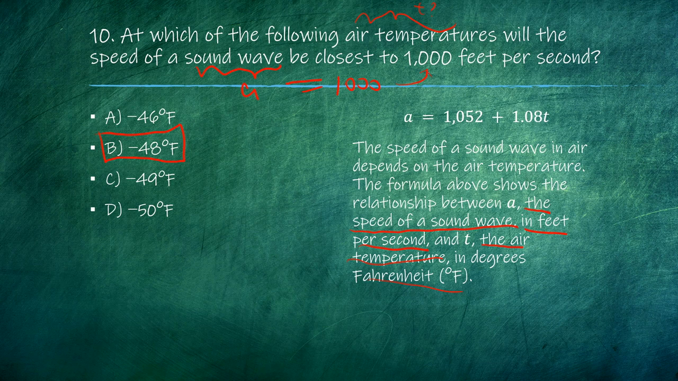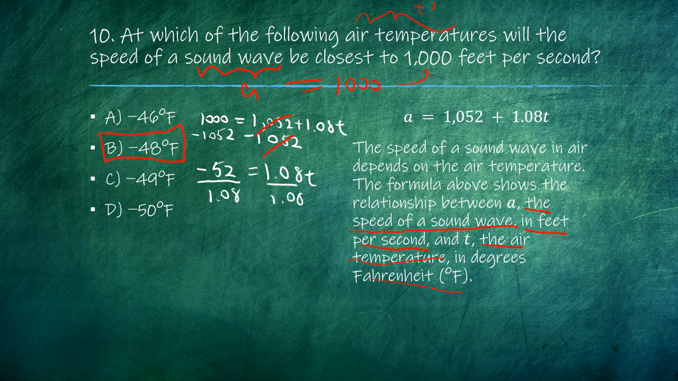So let's write the equation here. 1000 is equal to 1052 plus 1.08 times t. So we can subtract this number on both sides. So this will give us negative 52 is equal to 1.08t. And we can just divide both sides by 1.08, which cancels. And once again, plug it into your calculator. Don't try to solve it by hand, because this is a calculator section. So at the end, you get the answer negative 48.15 Fahrenheit is equal to T.